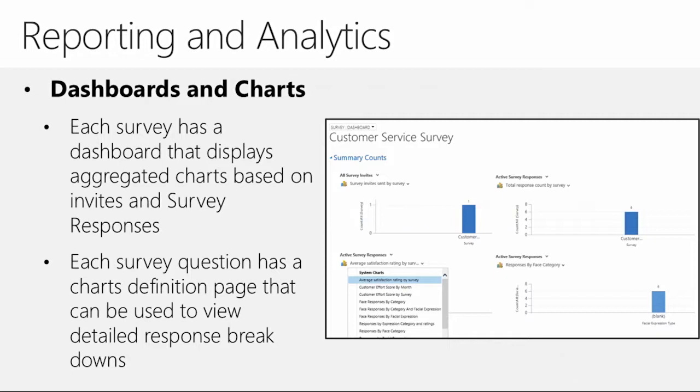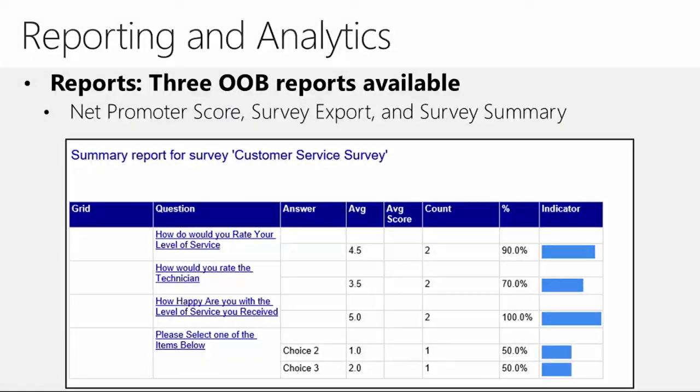Now, the other option that you have is out-of-the-box reports. There are 3 baseline reports that ship as part of Voice of the Customer: the Net Promoter Score report, the survey export report, and the survey summary report. So this would be an example of what a survey summary report would look like for a customer service survey. For each individual question, it shows you how many people have taken it, and then what the average score was based upon what they've selected. And if there are multiple choice options available, it shows you each choice, and based upon the people who have taken that, you can see what the options are.